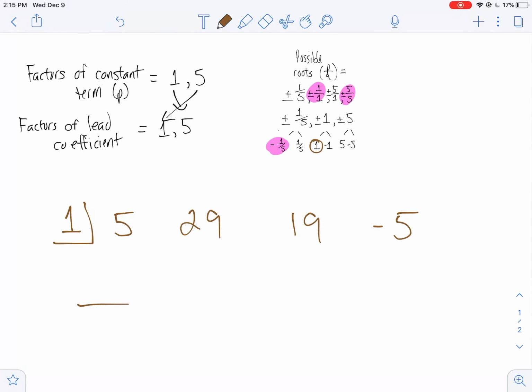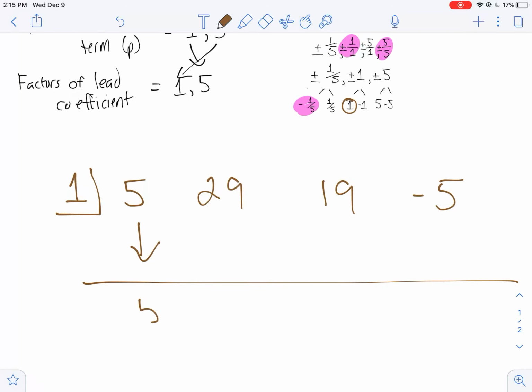All right, and this is how synthetic division works. I'm going to draw a line. I'm going to drop down my 5. I'm going to drop it on down. I would then do 5 times 1. I get 5. Bring it over here.